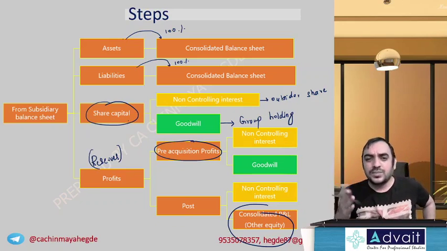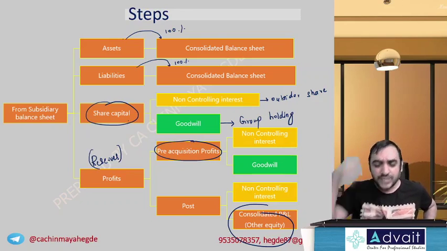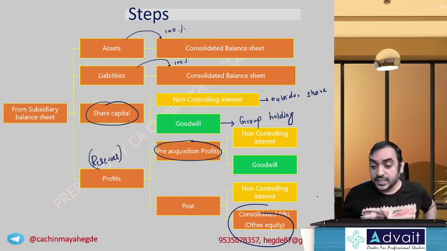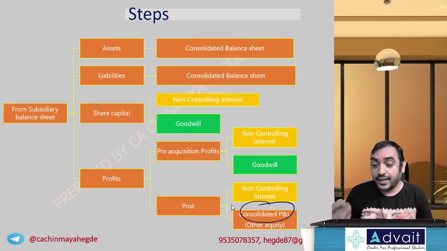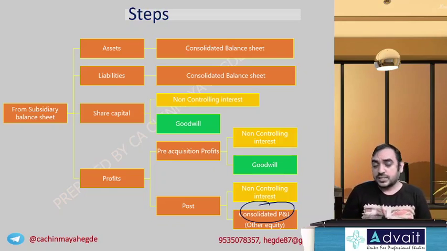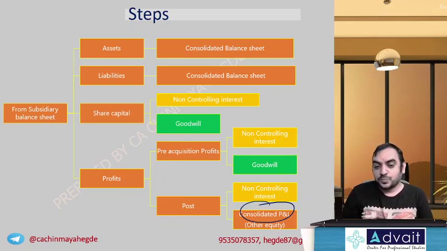And sometimes there will be OCI, some reserves that come directly to the balance sheet. Whatever you call it, it will come under reserves and surplus, meaning other equity. So when I say the word consolidated P&L account heading, don't think only P&L. I talk about reserves and surplus cumulatively, which includes the P&L account also.